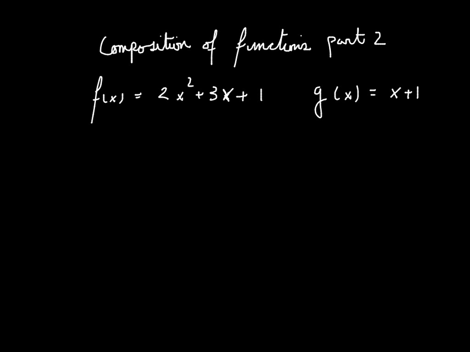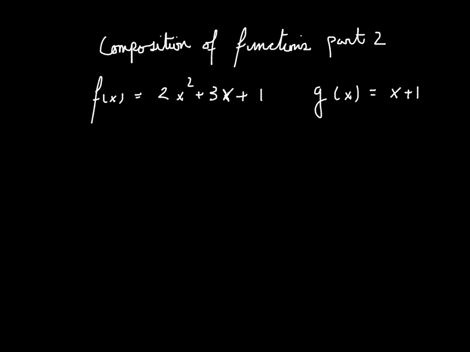So now we're going to do the composition of a function, but in part 2 we're going to make it just a little bit more complicated. So here we have f of x equals 2x squared plus 3x plus 1, so it's a second degree function, and g of x equals x plus 1, so it's a linear function, a first degree function.